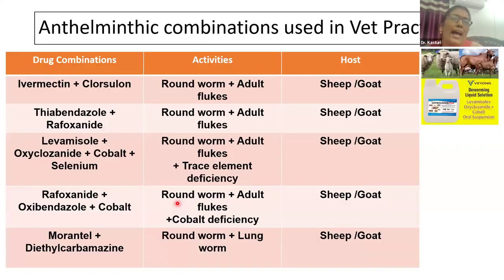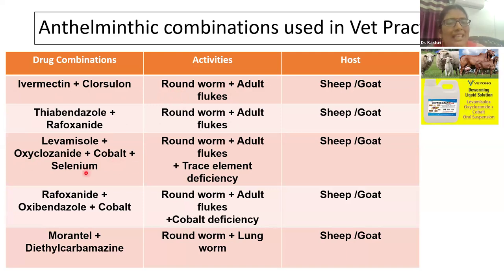So these are some of the anti-helminthic combinations which are used in veterinary practice. Combinations such as ivermectin and clorsulon, which is used against roundworms and adult flukes. Similarly, thiabendazole and rafoxanide combination, which is used against roundworms and adult flukes, and a combination of levamisole with oxyclozanide with minerals such as cobalt and selenium.